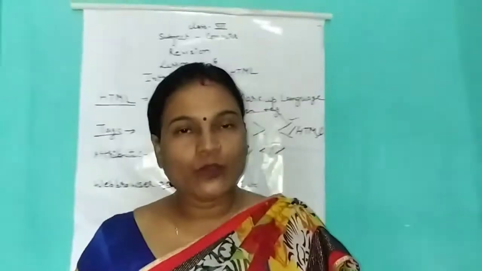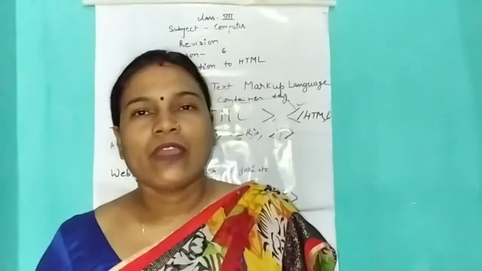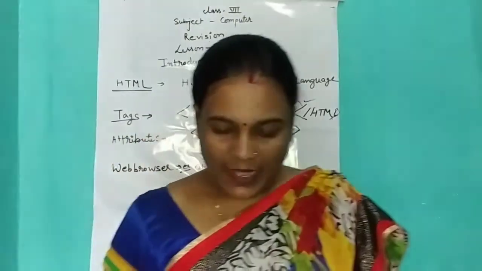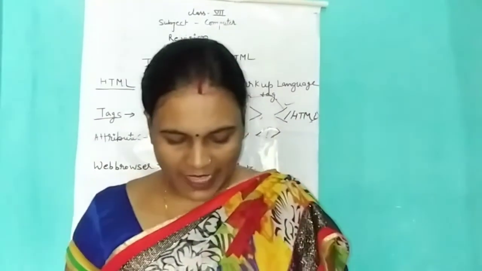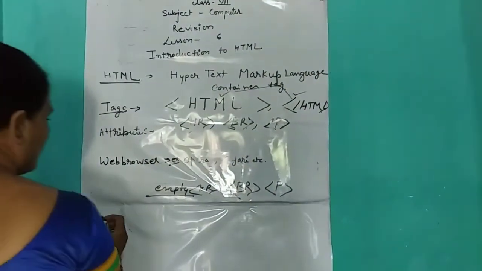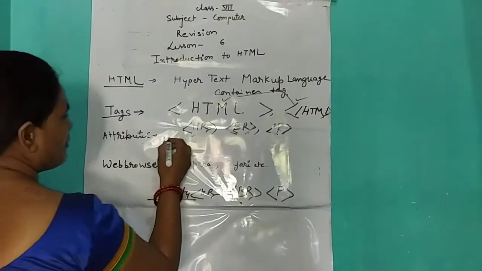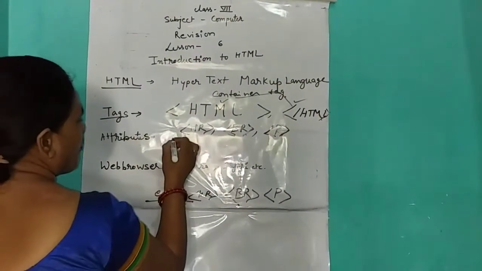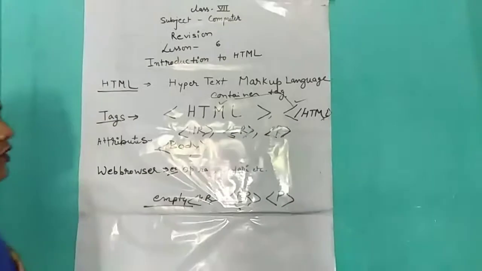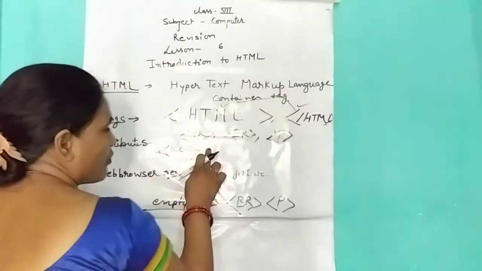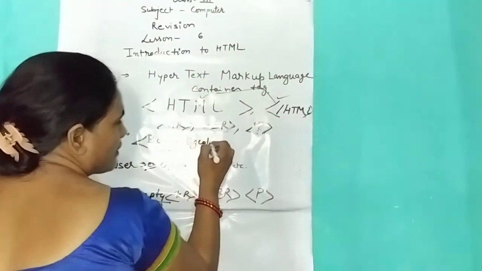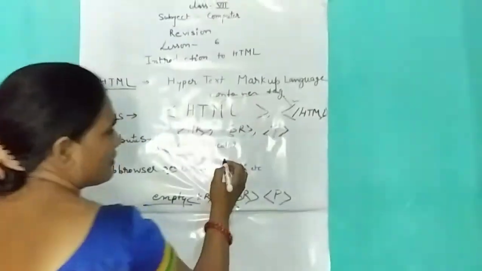Attributes. What are attributes? Tags can have attributes, which are an extra bit of information. Clear? Attributes appear inside the opening tags. Okay, like body. Attribute, in attribute, body tag. Body is a tag. Okay. If you want to give extra information like body, BG color. BG color. COLOR. Okay, children?